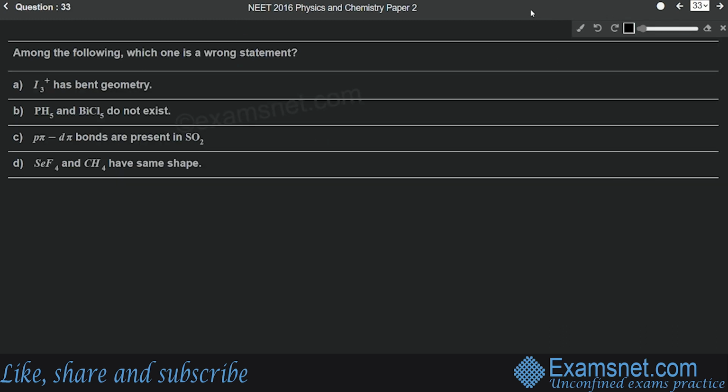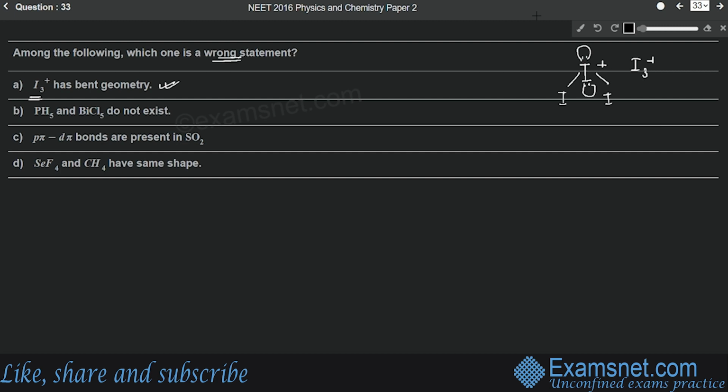Question number 33 is again from the chapter P block elements, and the question is among the following which one is a wrong statement. So let's see. The first one is that I3 plus has bent geometry. So I3 plus, that means one central iodine. How many electrons in the valence shell of iodine? 7 electrons, out of which 2 are involved in bond formation with 2 other iodine. How many electrons are left? 4 electrons left. That means 2 lone pairs of electrons will be on the iodine atom, and one positive charge is there. This is your I3 plus. So yes, this has a bent geometry. That means option A is a correct statement.